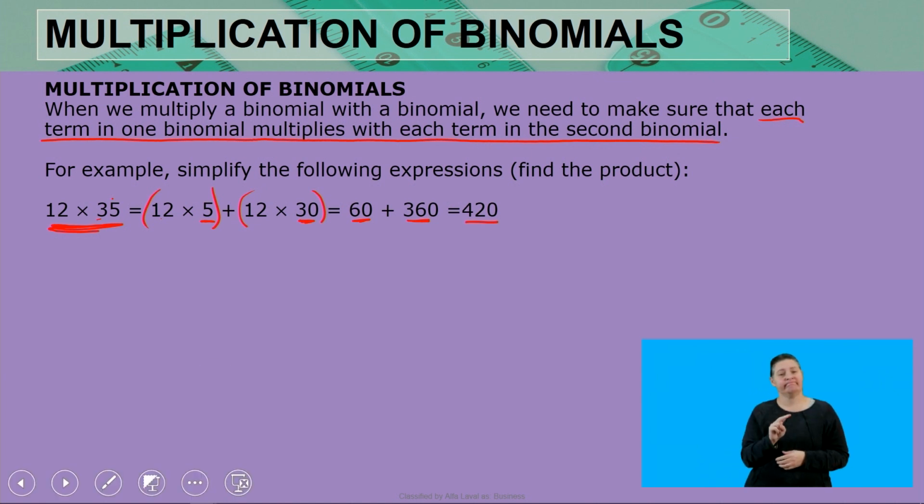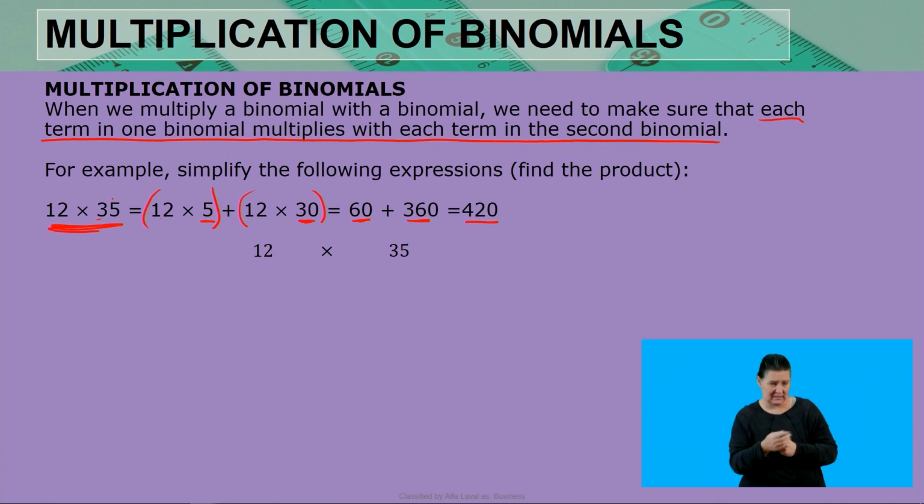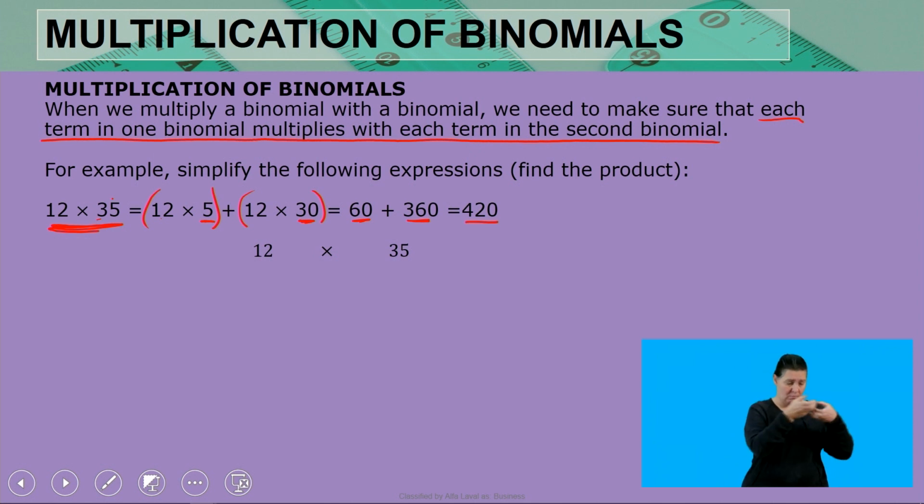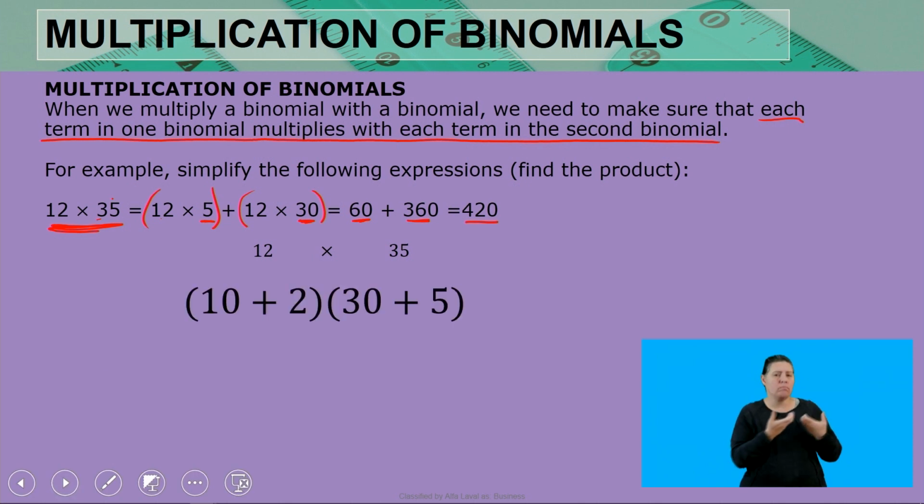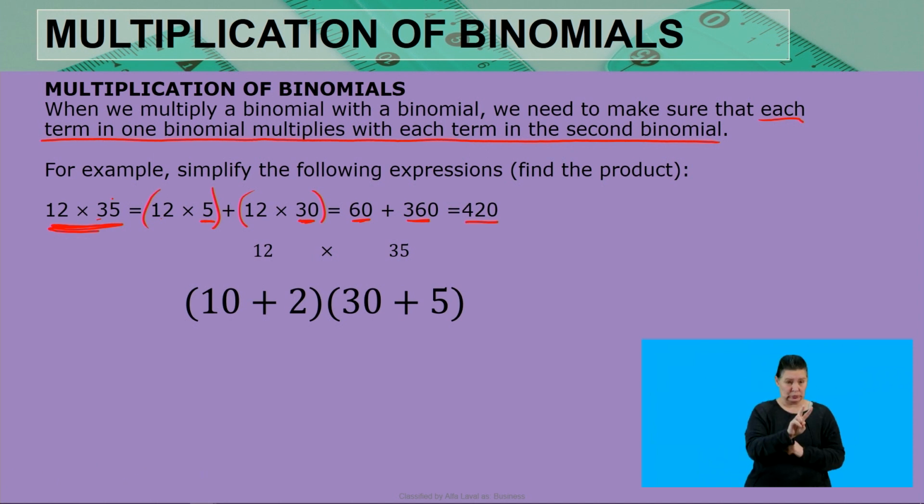Let's look at the same multiplication, the same product. So we are going to say 12 multiplied by 35. Now I am going to break up 12 and I'm going to break up 35 just to see if we are still going to get the same answer. How am I going to break them up? So I've written 12 as 10 plus 2, because 12 is 10 plus 2. Then I've written 35 as 30 plus 5. And I've placed them both in brackets.